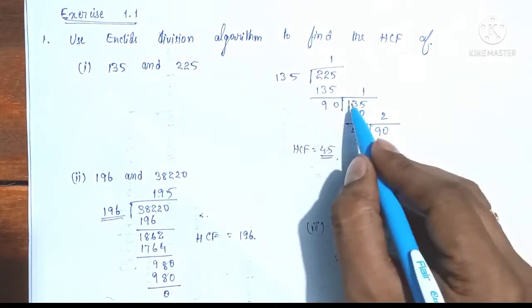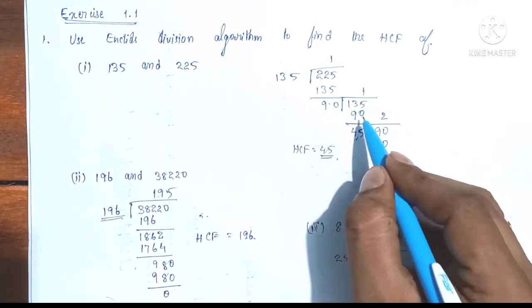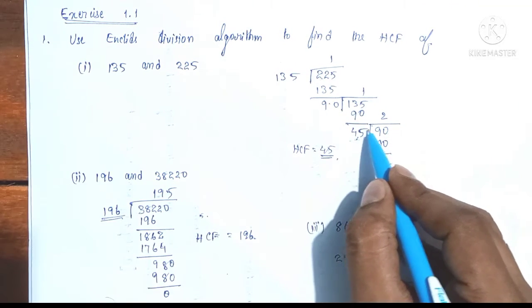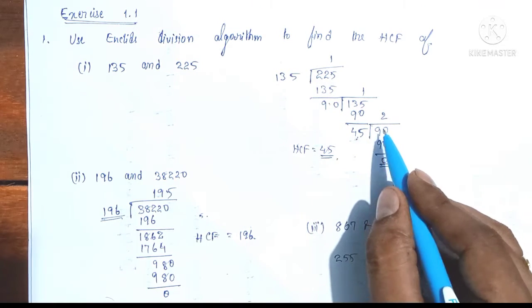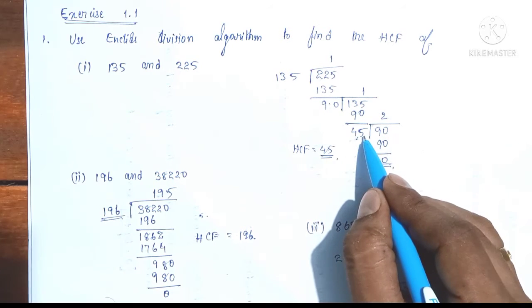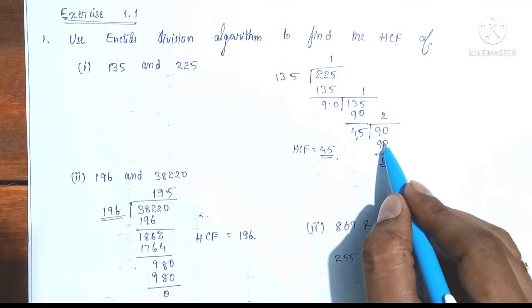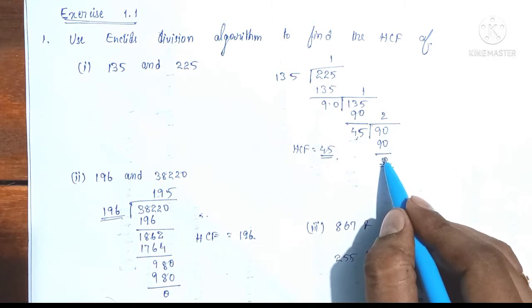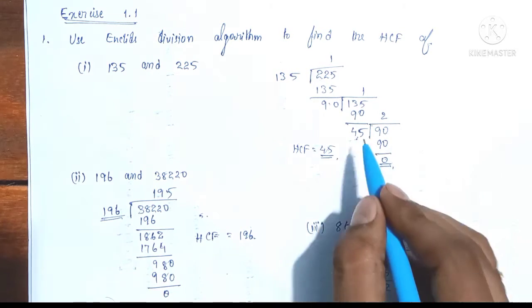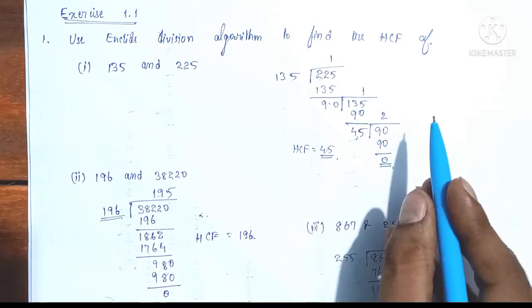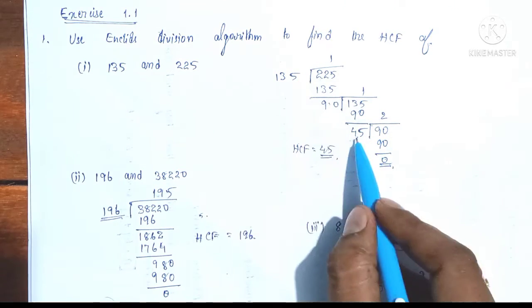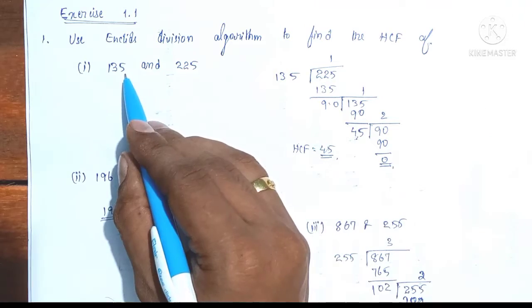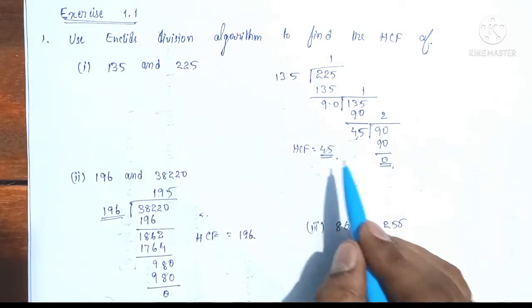So this 135 divided by 90, so 1 into 90 is 90, so the remainder is 45. Again we are not getting remainder as 0, so again we will put this divisor here as dividend. So 90 divided by 45, 2 into 45 is 90. Okay, so we are getting the remainder as 0. So what is the HCF here? The divisor of the last step is the HCF of numbers 135 and 225. So the HCF of 135 and 225 is 45.